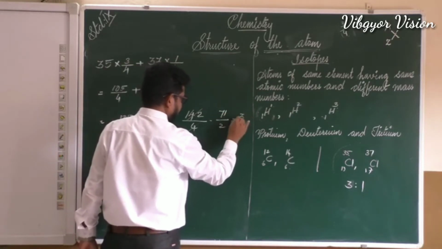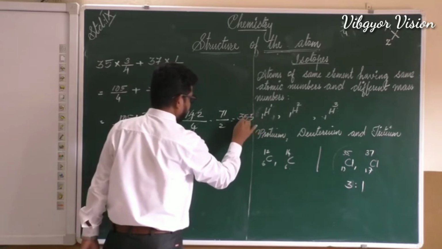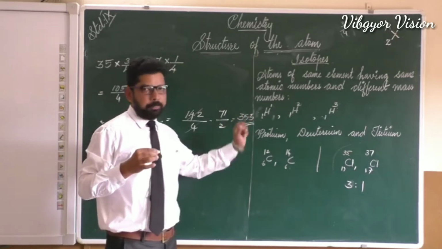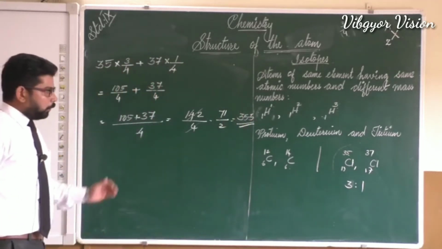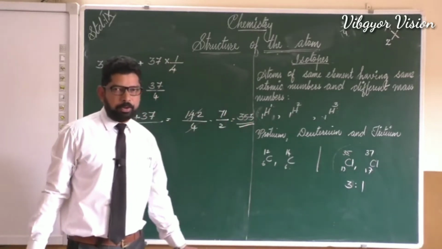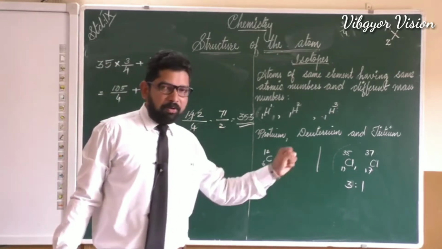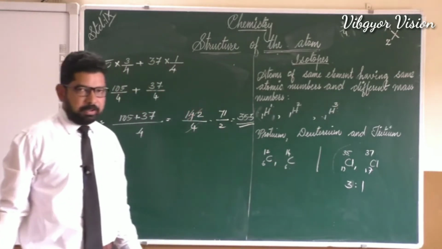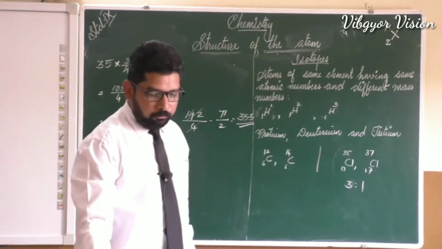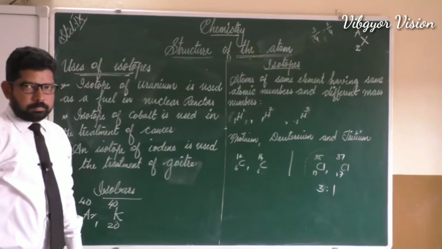When we divide further, we will get 35.5. This is the average mass of chlorine, 35.5. So you may know how the atomic mass of chlorine is 35.5, because it is the average of chlorine-35 and chlorine-37, because they are in the ratio 3:1. Now we have to learn some applications of some isotopes.